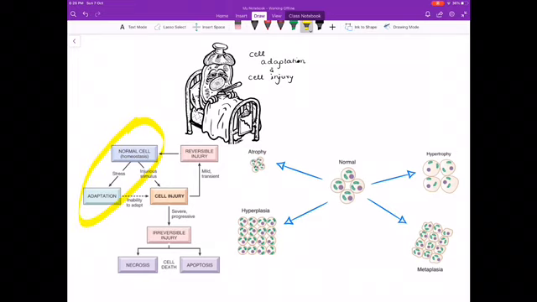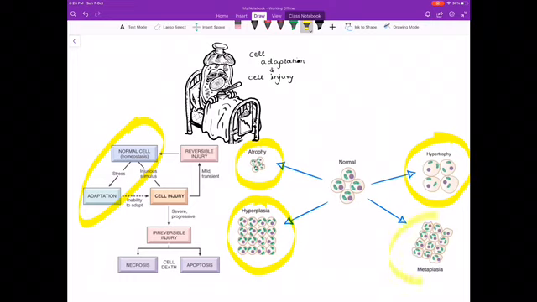So most important thing is a normal cell can go into adaptation when put under stress. There are 4 kinds of cellular adaptation: atrophy, hypertrophy, hyperplasia and metaplasia.